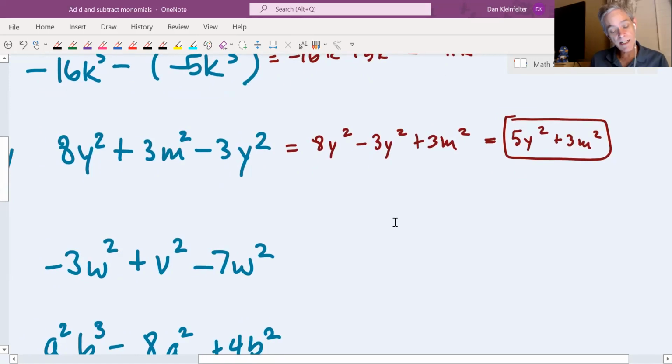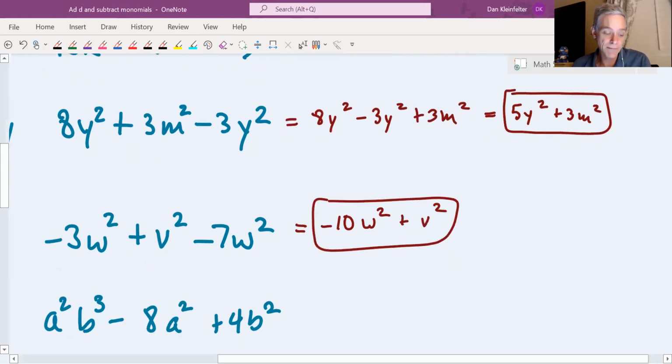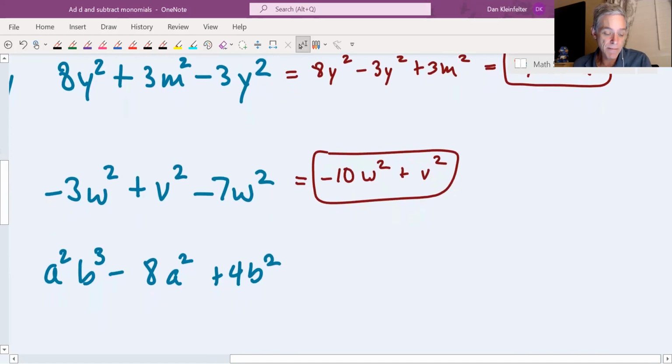Okay, we'll see a similar thing happen in this next one. We have negative 3w squared and negative 7w squared. That will be negative 10w squared plus the v squared. Okay, and that's it. Can't go any further than that. Okay, take a minute, pause the video and see if you can do anything with this one, and then restart the video and see how you did.